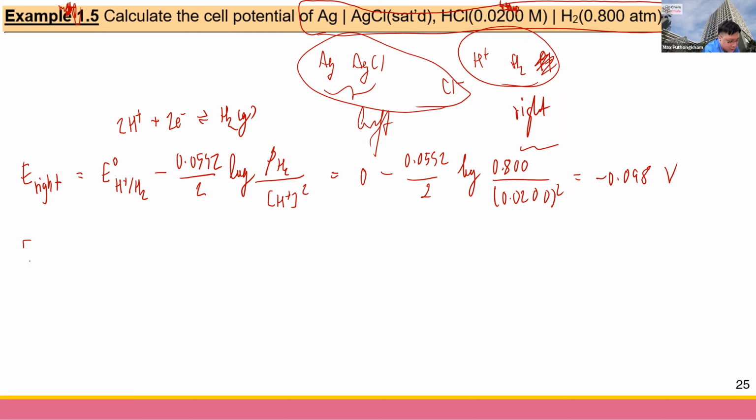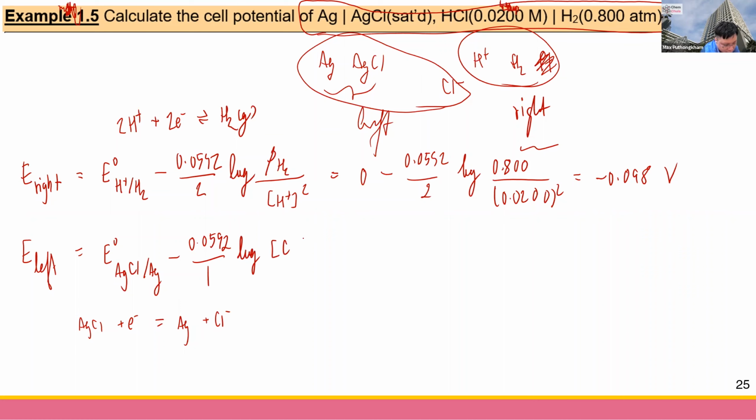For E left, it is this one. You can find the potential of this from the table. The reaction is basically silver chloride plus electron gives you silver plus chloride. So your product has silver and chloride. Silver is solid, so we don't include it. Chloride is aqueous, so we include it. The reactant, silver chloride, is solid, so we don't put it. So this is the Nernst equation of this left half cell.